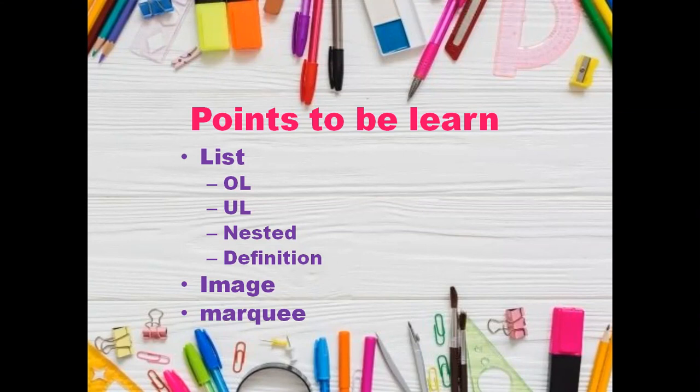So today's points are lists, four types of list: OL, ordered list, UL, unordered list, nested list, definition list. Then next is image, how to get an image into the web page, and marquee, how we can give an animation effect to the text. So all these points we are going to cover through today's session. Please keep watching this video carefully and please practice also. So let's move to the practical session.